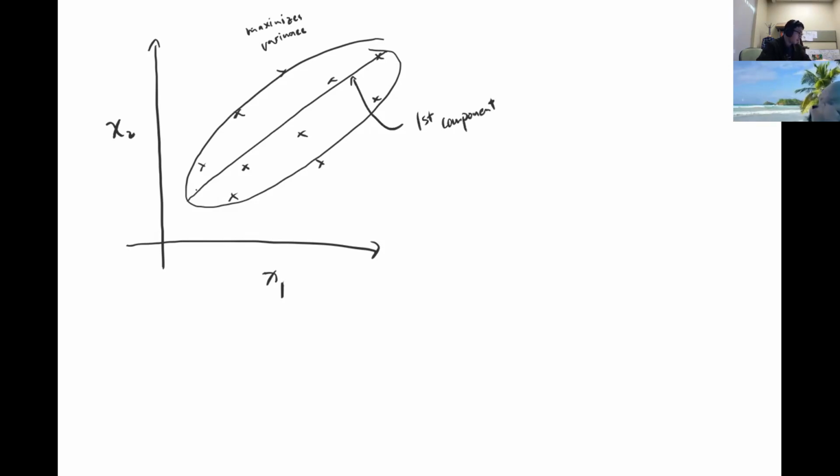And then dimensionally, all the components are meant to be independent. And so your next component in this particular example, they would always need to be orthogonal or perpendicular to your first component. So the place where this oval is widest would be my second component. It would look something like this.